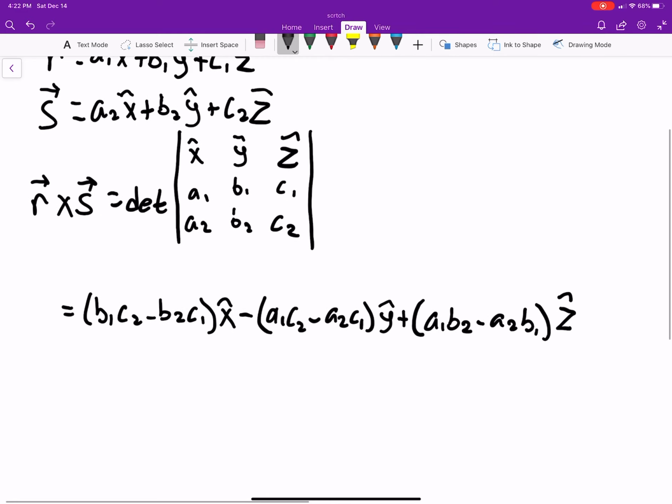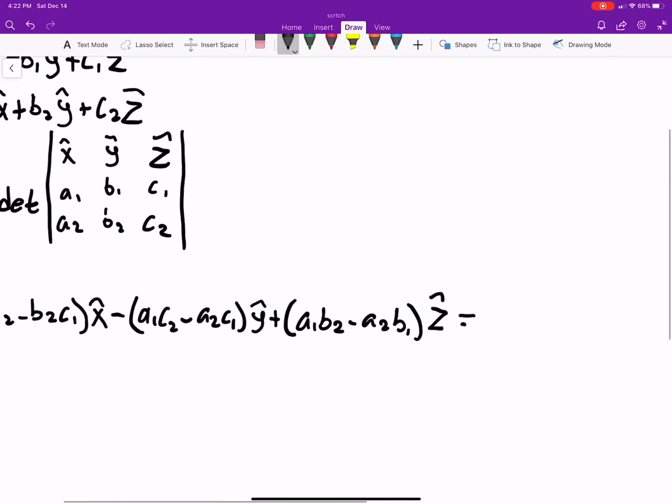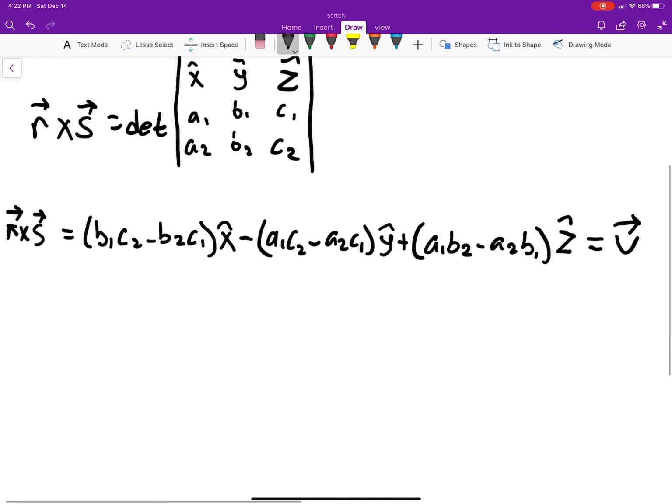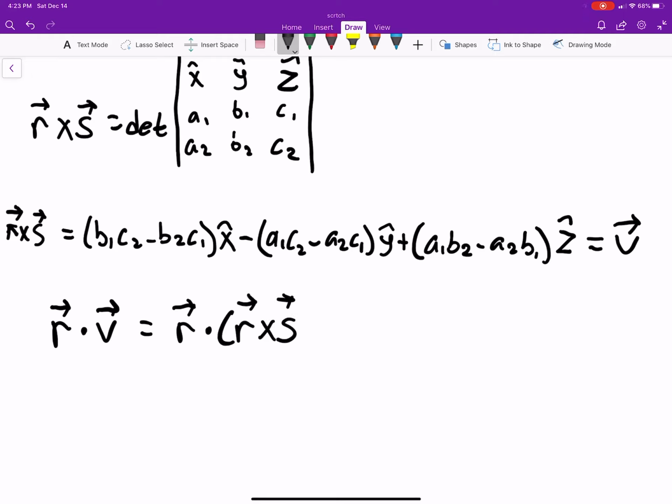So the big thing to note here is that this spits out another vector. This is the vector r cross s, which we could just call, let's call it vector v. Then this vector v is going to be perpendicular to both r and s. So if it's perpendicular, that means if we take r and dot it with v, that's equivalent to r vector dotted with r cross s. And r cross s is equivalent to all this stuff.